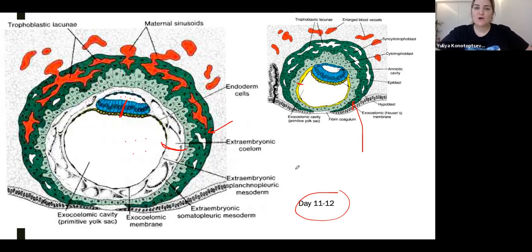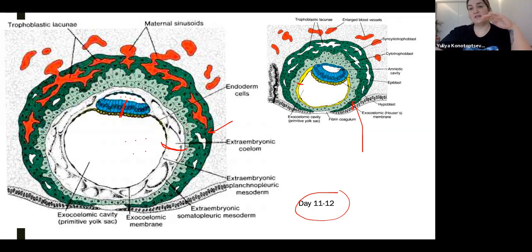On day 11, 12, you're going to see that Heuser's membrane starts to split. Spaces are appearing within the Heuser's membrane, and they're dividing your one Heuser's membrane into two. So do you see there is a space appearing, and as a result, it divides your one Heuser's membrane into two.